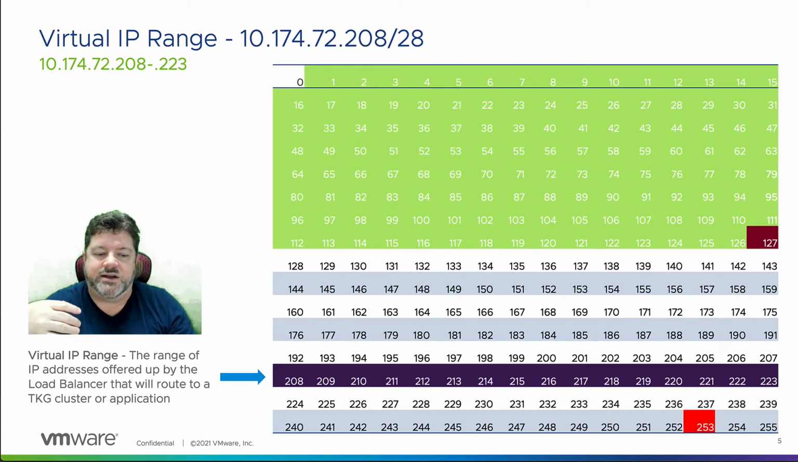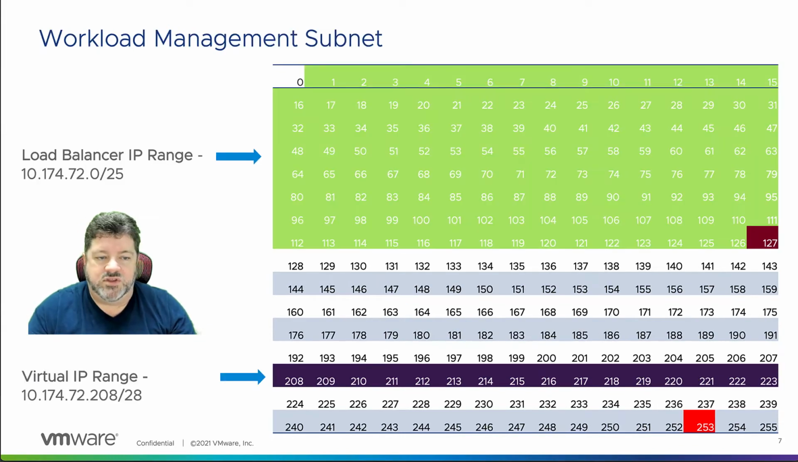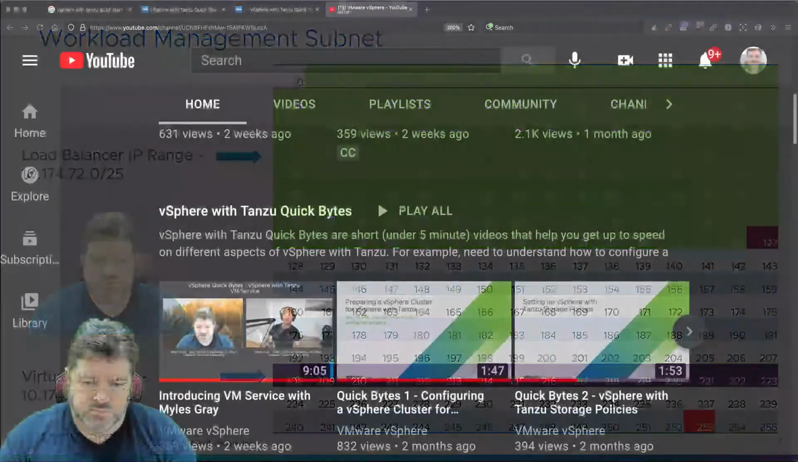So if I connect to 10.174.72.212, it will then map to one of the IPs in the /25 range that may be running a TKG cluster. So here is the carved up /24 that could be used as an example for carving up your networking. We have the load balancer IP range and the virtual IP range.